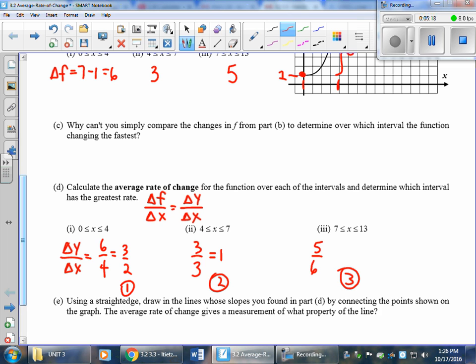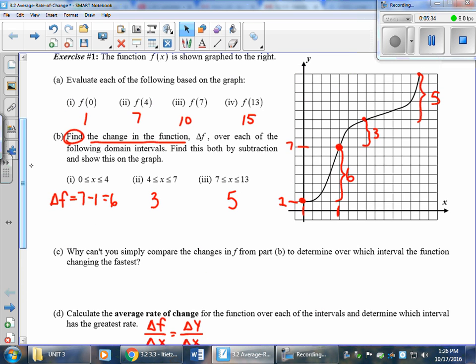E says, using a straight edge, draw in the lines whose slope you found in part D by connecting the points shown on the graph. The average rate of change gives a measurement of what property of the line? So let's go back to our graph and draw in those. You're going to use a ruler. I'm going to do the best job I can to make them as straight as I can. So there is the slope of the first one. There's the slope of the second one. And there's the slope of the third one.